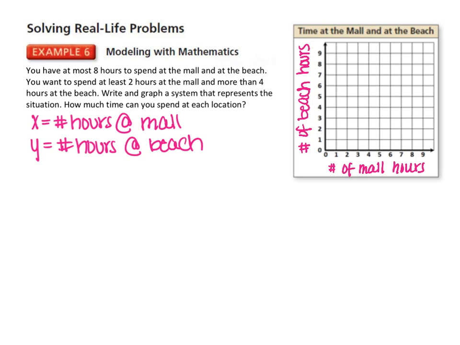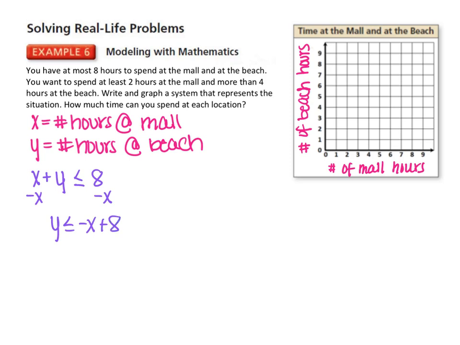I have different inequalities that I need to look at. It gave me a total number of hours, right? So that means I know one inequality is that the hours at the mall plus the hours at the beach have to be at most 8 hours. It can't be more than that, so it needs to be less than or equal to 8 hours, right? If I go to graph that right away, I have to get y by itself. So y is less than or equal to negative x plus 8.